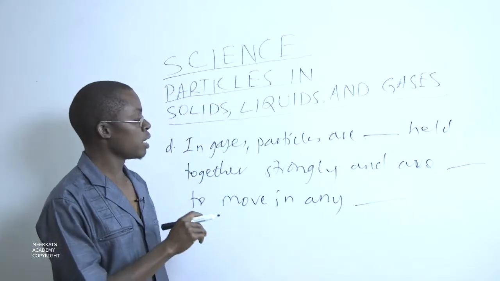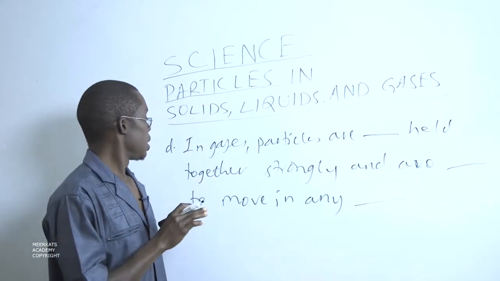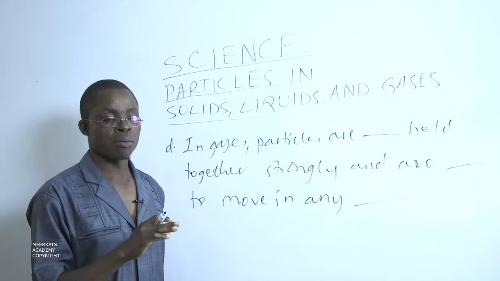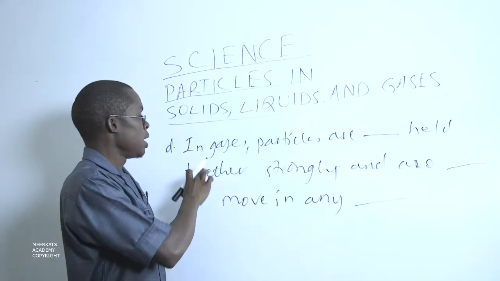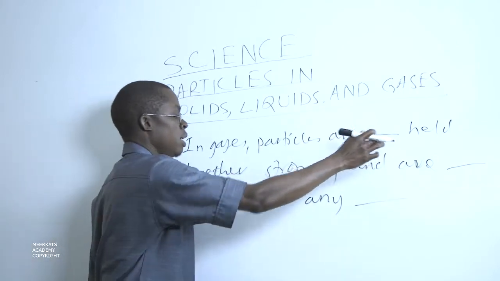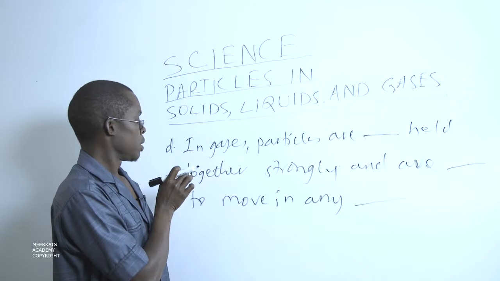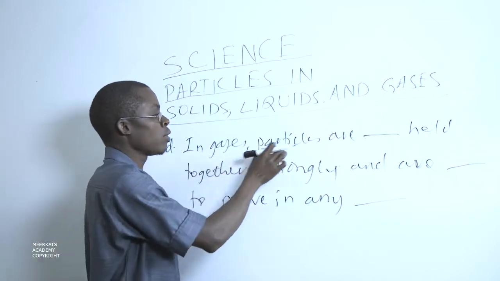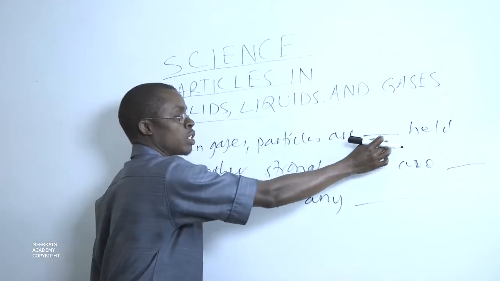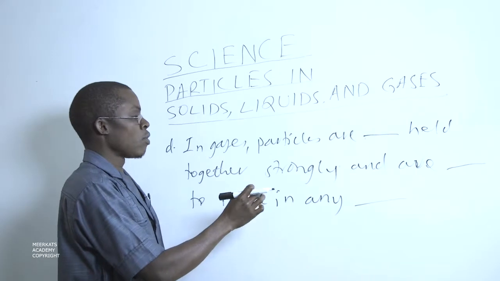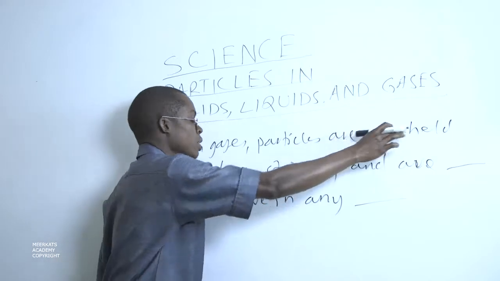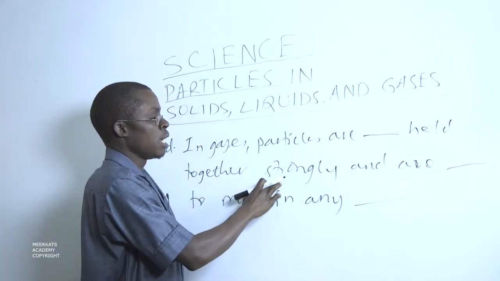So the fourth question here is talking about gases. And in gases, we said the particles are far apart from each other. Looking at the question, in gases, particles are dash held together. So particles are not held together strongly, because of the properties as we saw for the gases.